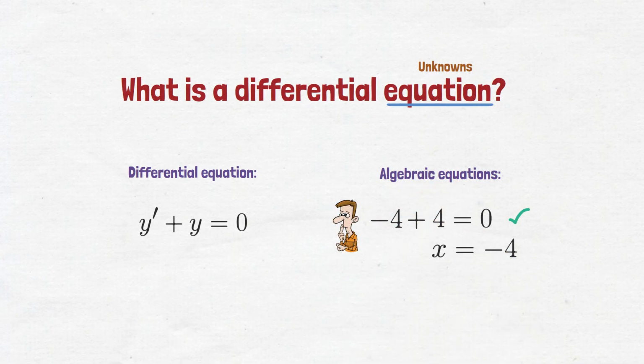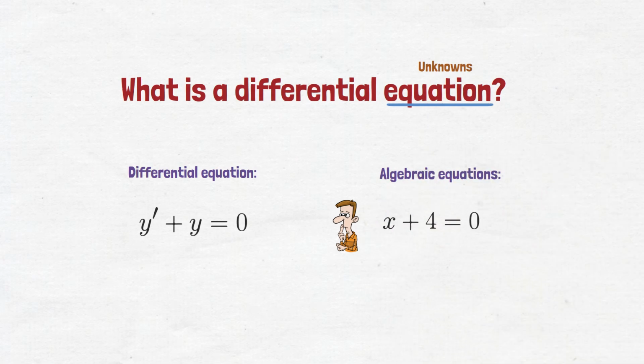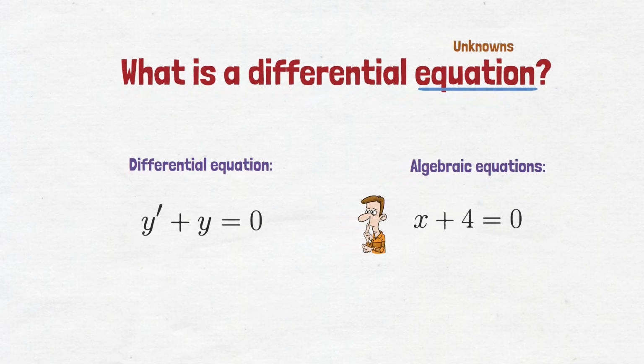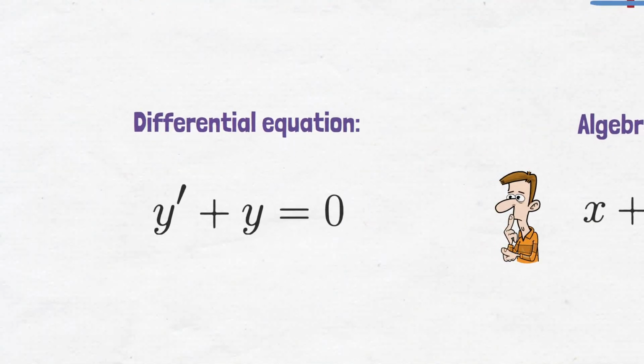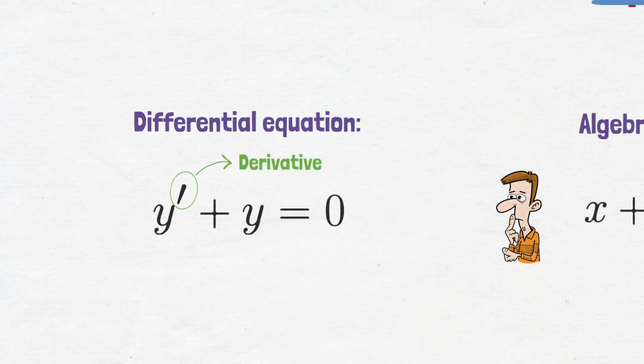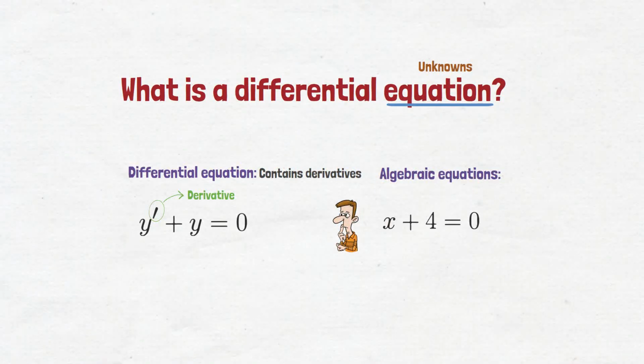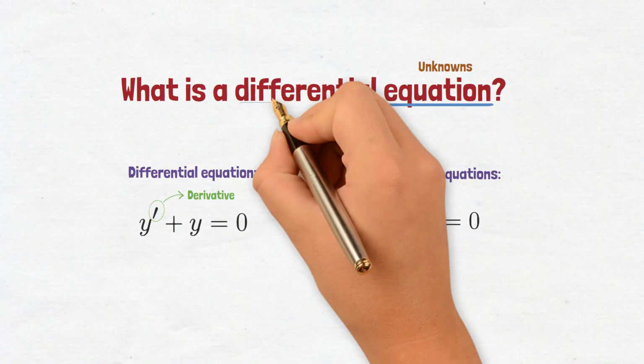To answer this question, we must look at the difference between these two types of equations. Both have letters and numbers. But the differential equation has an apostrophe that the algebraic equation does not. That apostrophe is the derivative, meaning a differential equation is an equation that contains derivatives. And that is why it is called differential.